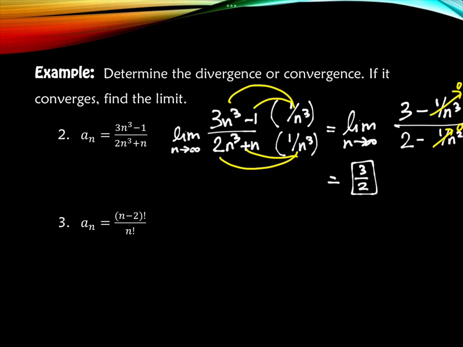Now, not every problem, of course, is a rational function, right? So the next example is not. The next example has factorials. So we have (n minus 2) factorial over n factorial. And what we're trying to do is to find the limit of this as n goes to infinity.